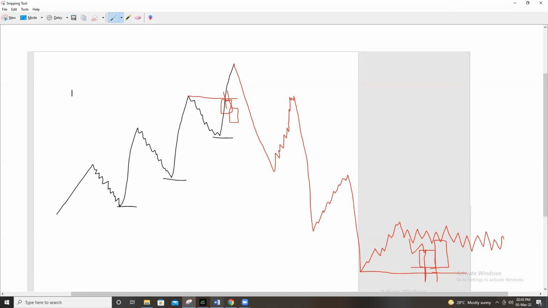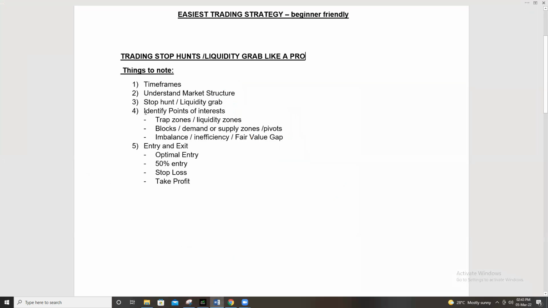Then we have identifying points of interest. Now, when we talk about points of interest, these are the trap zones or the liquidity zones. This can be yesterday's high, can be yesterday's low. Remember, yesterday meaning the previous day. If you're a beginner, yesterday, it's the previous day. Yesterday's high, yesterday's low. There's last week low, there's last week high. There's also last month high, last month low. Can also be a swing high or swing low. Of course, I'm going to show you this on an actual chart. So don't worry. So those are what we call trap zones, or where there's a lot of liquidity.